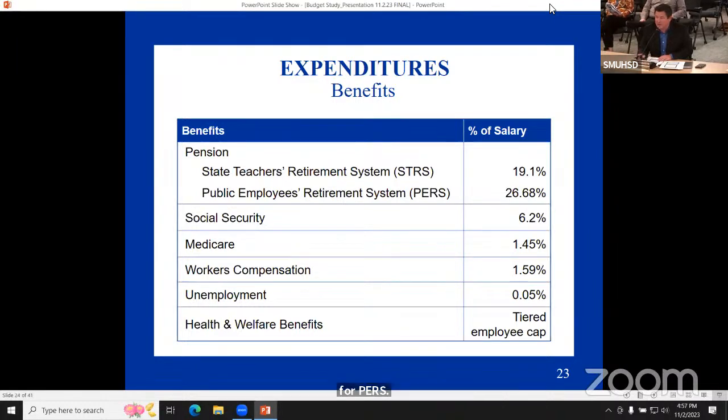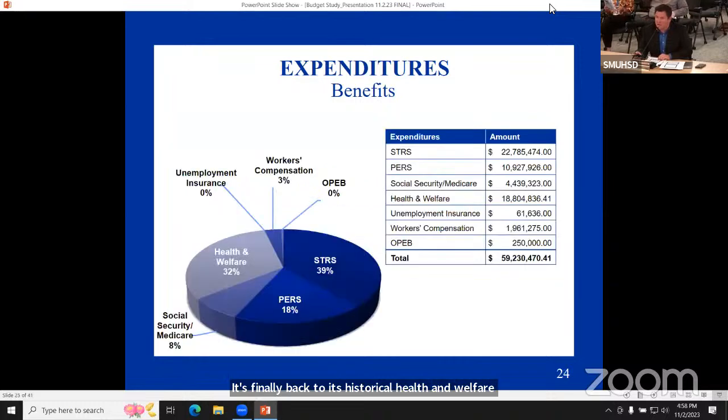It's important to note that our certificated employees are not entitled to Social Security. We do not pay in and do not receive Social Security. Medicare for all employees is 1.45%. Workers' comp, just to note, 1.59 is a very low percentage. That's due to some great work that Kirk and his office do around safety. And our unemployment is a very low 0.05%, but that was much higher in the last couple of years related to COVID. It's finally back to its historical. Health and welfare includes a tiered employee cap that is negotiated with our labor partners.